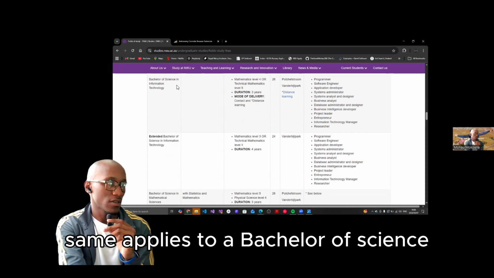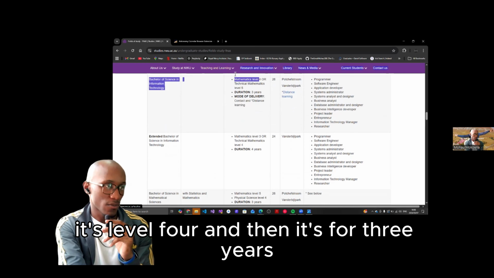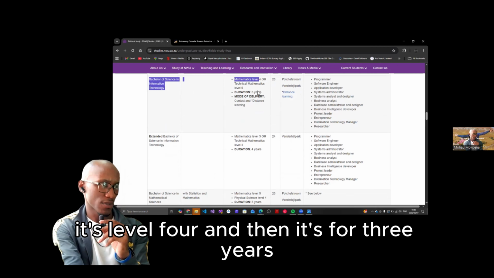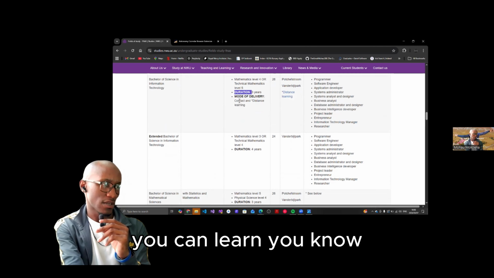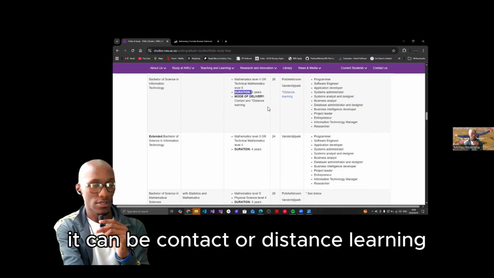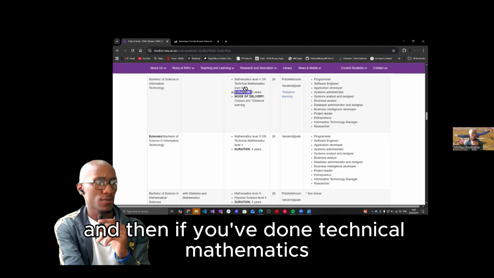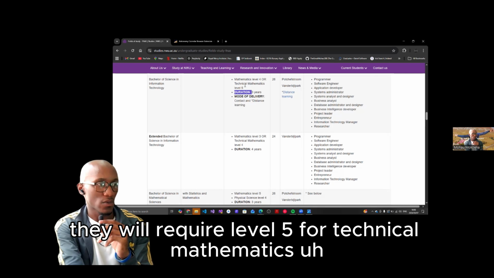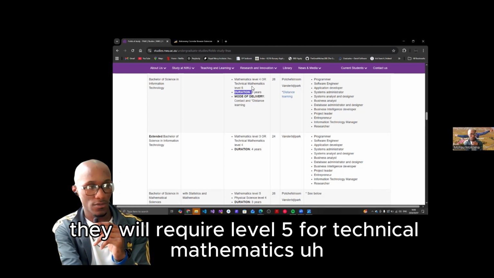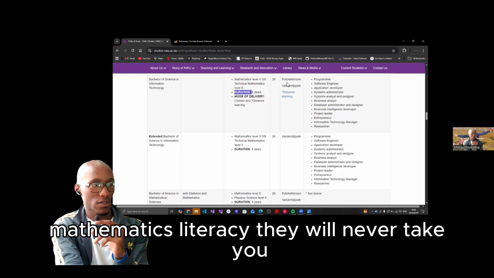The same applies to Bachelor of Science in Information Technology. Mathematics is level 4, and it's for 3 years. The mode of delivery can be contact or distance learning. Distance learning means you're basically learning online. And if you've done technical mathematics, they will require level 5 for technical mathematics. Mathematical literacy, they will never take you.